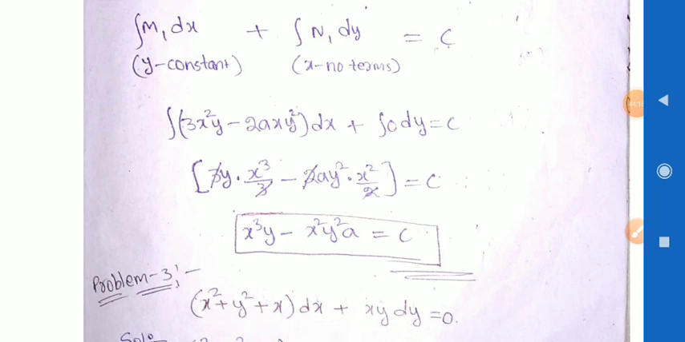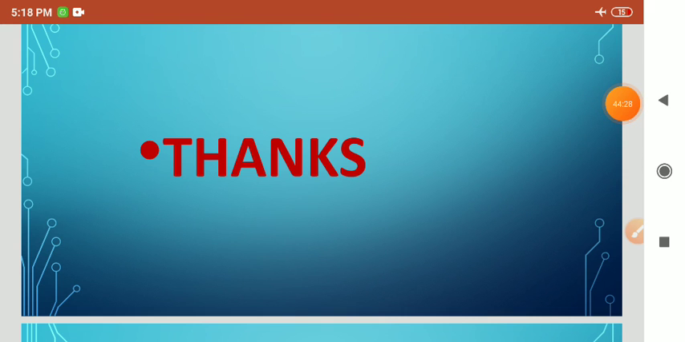Now the method number 5 problems will be discussed in the next class. Up to method number 4 we have discussed. In the next class we are going to discuss method number 5 problems.